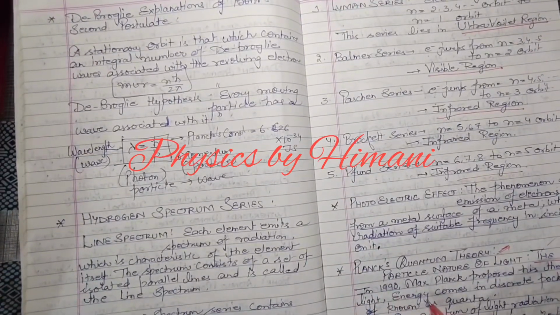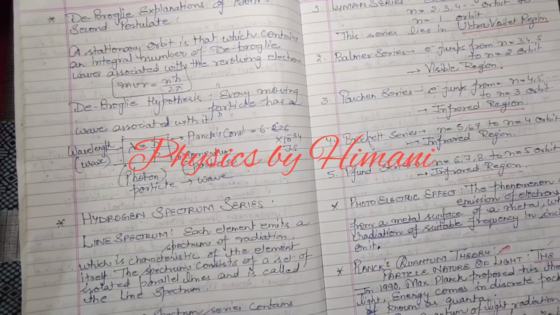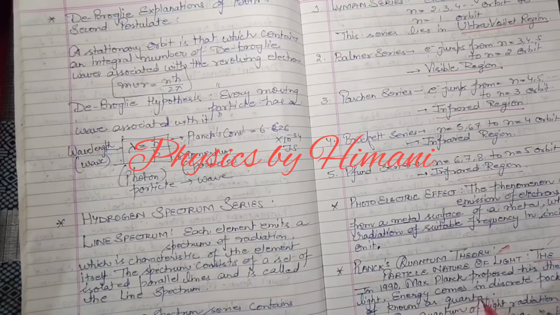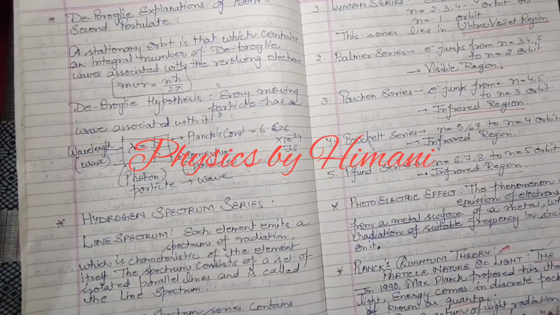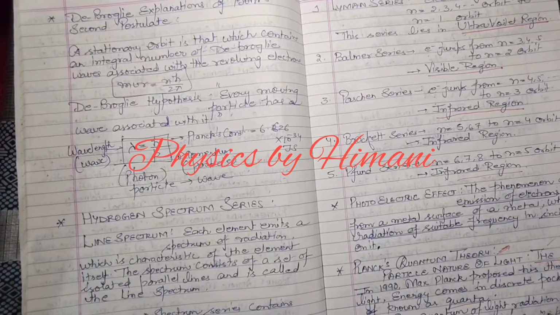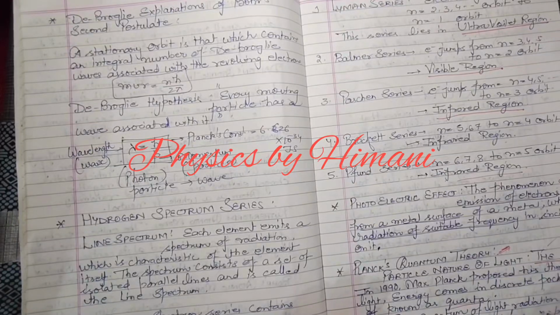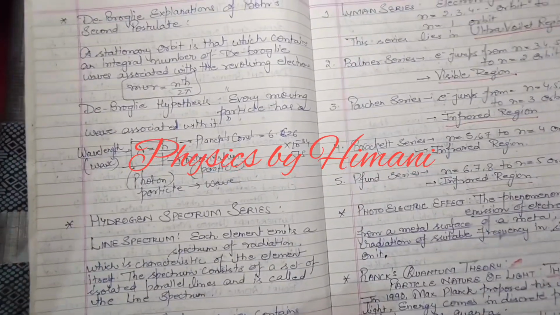In 1900, Sir Max Planck proposed his theory of light. Energy comes in discrete packets known as quanta. One quantum of light radiation is called a photon, and energy is equal to h nu. This is a formula given by him only. Momentum p is equal to h nu by c. This is the formula of momentum.